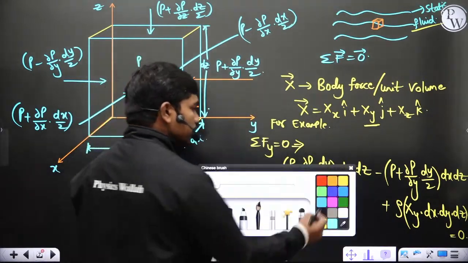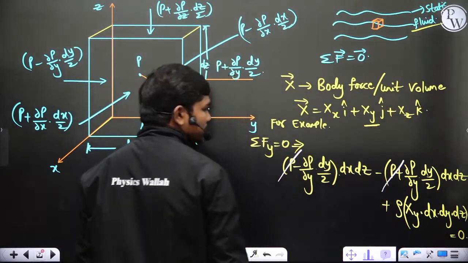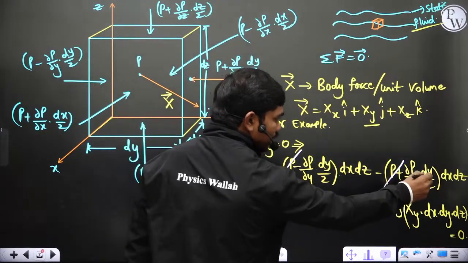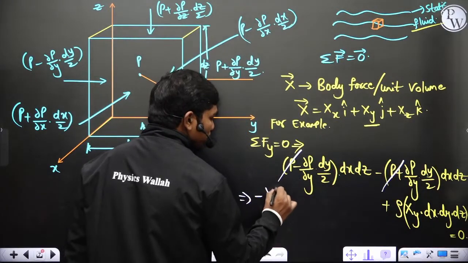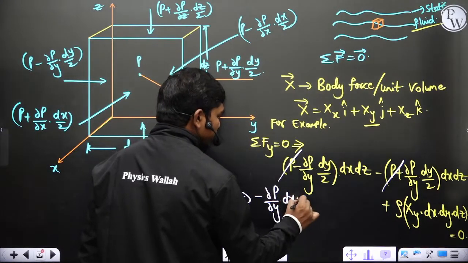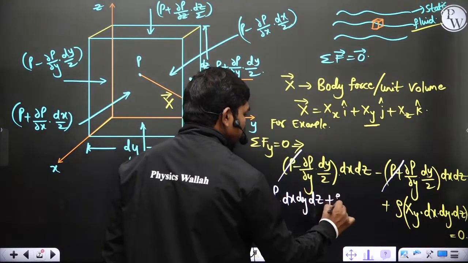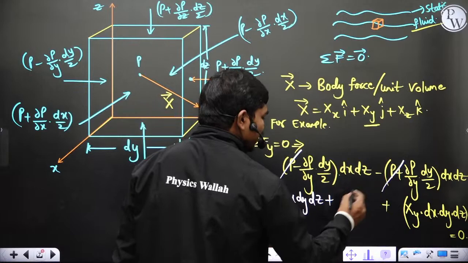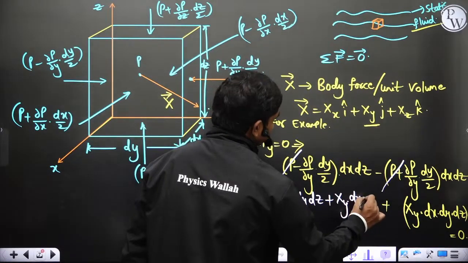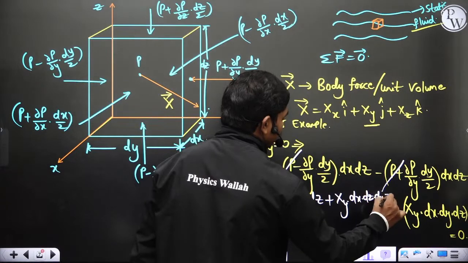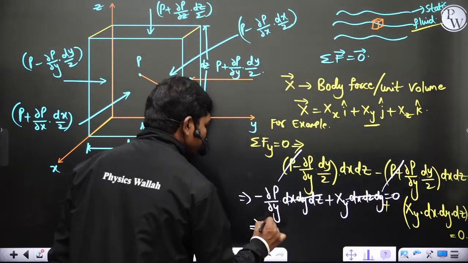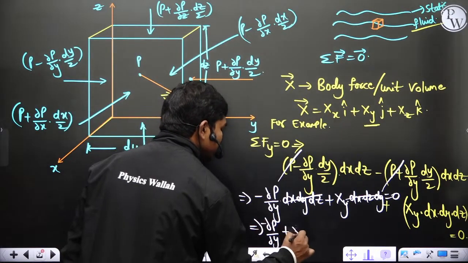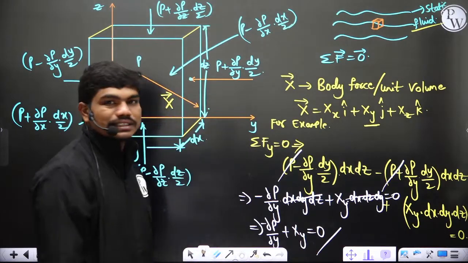Now if you simplify this, one thing you can observe is that this p and this p get cancelled. Similarly, you can see minus dou p by dou y dy by 2 dx dz minus dou p by dou y dy by 2 dx dz. So this gives you minus dou p by dou y dx dy dz plus the body force term. If you take per unit volume, we are taking only volumes, so let us not take density right now. dx dz dy is equal to 0, and these terms get cancelled. You have minus dou p by dou y plus xy is equal to 0. So this is what you have clearly.